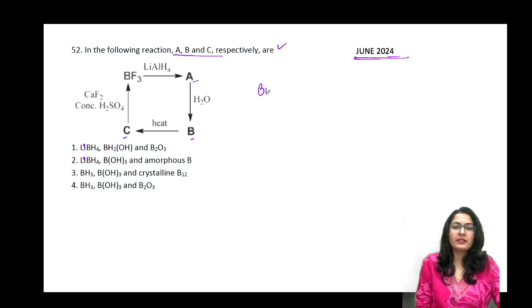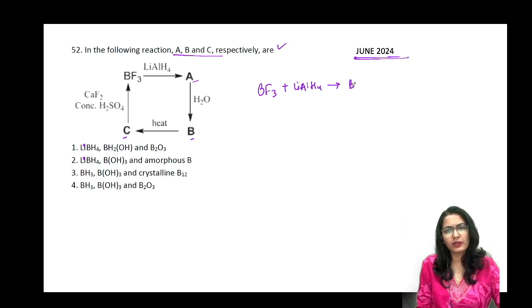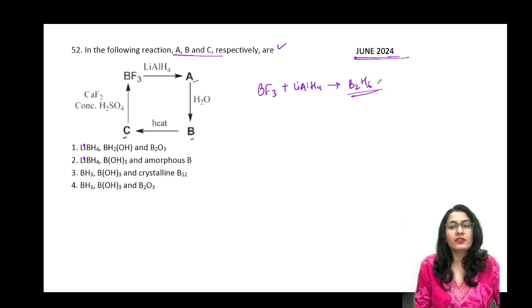So what happens when BF3 is reacting with any reducing agent? It is definitely going to give you diborane. Other than that, you will have lithium fluoride, aluminium fluoride, right? Simple. So A is going to be diborane. But if you are putting water to diborane, it is going to hydrolyze to give you orthoboric acid.